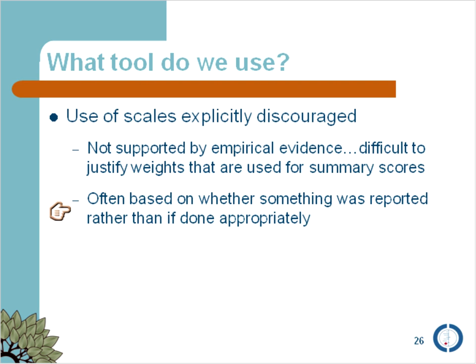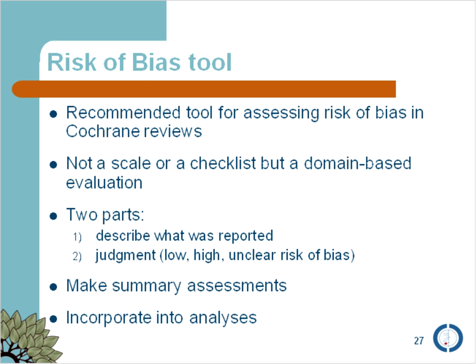And historically, those scales were often based on whether something was reported rather than if it was done or done appropriately. And so again, it's that quality of reporting issue. And so what they're recommending now is the risk of bias tool. So as a Cochrane author, this is something that you would use. And it was released, I guess, probably about 3 years ago. So it's been a few years that it's been incorporated.